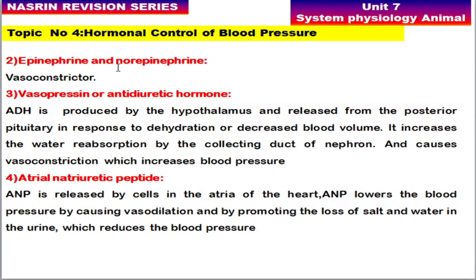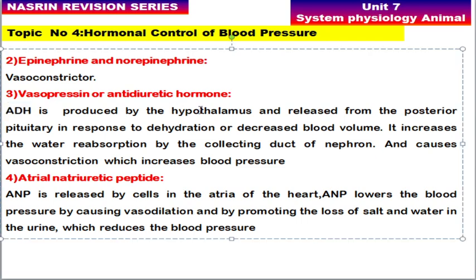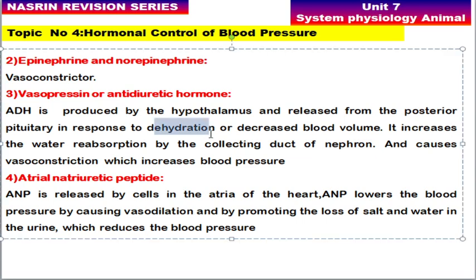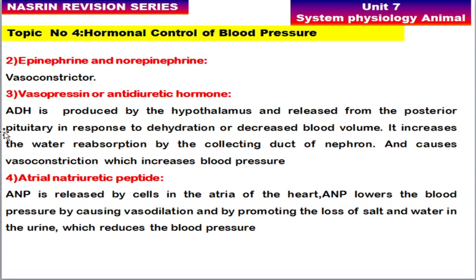The next hormones are epinephrine and norepinephrine. Both act as vasoconstrictors. The next hormone is vasopressin, otherwise called antidiuretic hormone, or ADH. It is produced in the hypothalamus and released from the posterior pituitary in response to dehydration. Another reason for its production is decreased blood volume. The main mechanism of antidiuretic hormone is that it will increase water reabsorption in the collecting duct of the nephron. As a result, it will cause vasoconstriction, which ultimately increases the blood pressure.